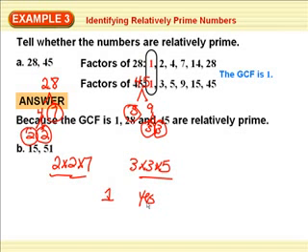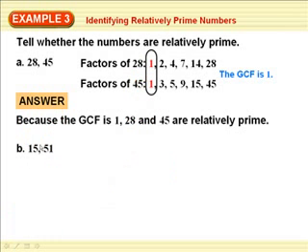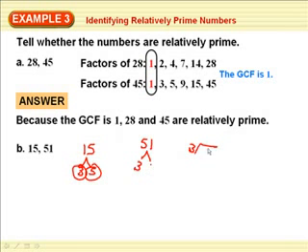Okay, let's do 15 and 51. Same idea. So 15 would be a tree of 3 times 5. Done. Sorry, my phone's ringing on me. And let's do a tree for 51. Now 51 is kind of a trick number. 3 can go into 51. I think it's 17. Yep, 3 and 17.